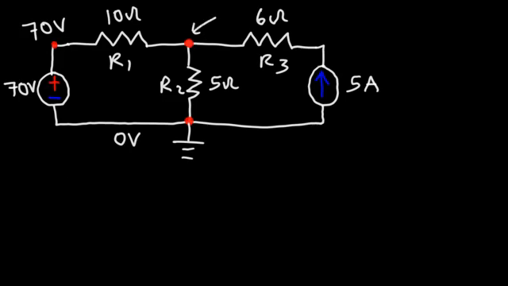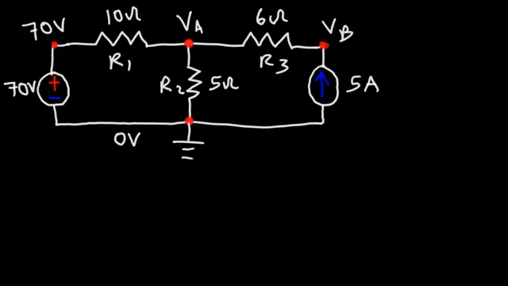Now, we don't know what the voltage here at that point is. Let's call the electric potential at that point VA. And the electric potential at this point, we'll call it VB. If we can calculate VA and VB, we can figure out the current flowing through each resistor in the circuit. So that's what we're going to try to do.